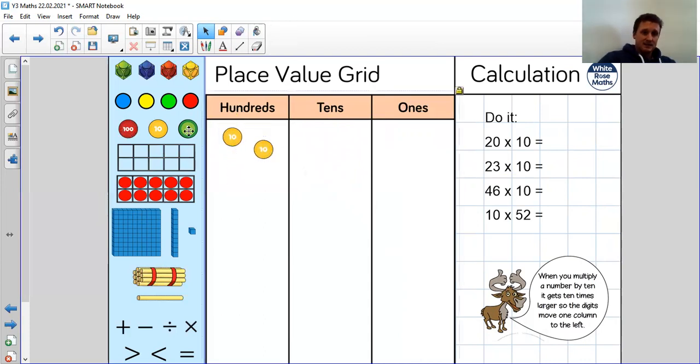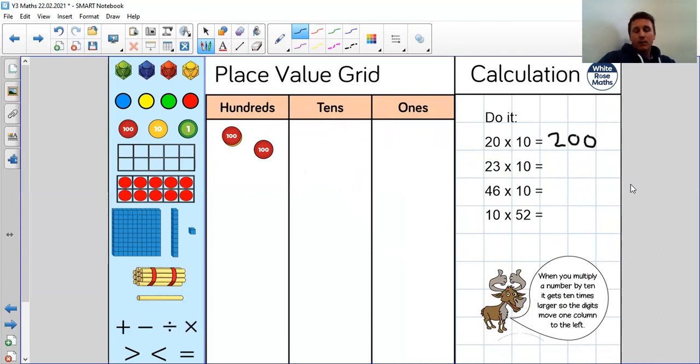10 times 10 is 100. 10 times 10 is 100. So my answer would be 200. And hopefully you'd have noticed that I'm just adding a 0 on the end of 20 to make 200. It multiplies by 10. Have a go at the others. Don't get caught out by the last one.